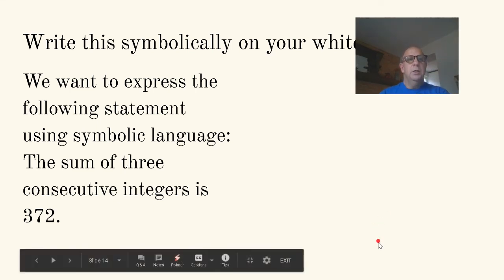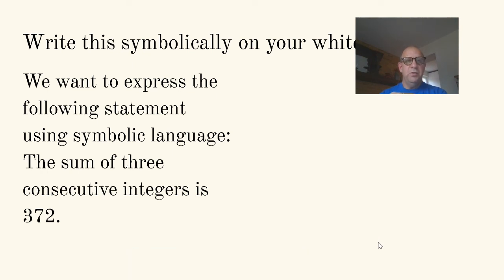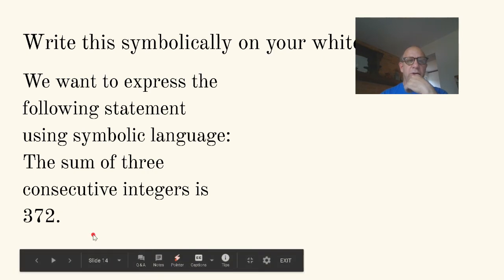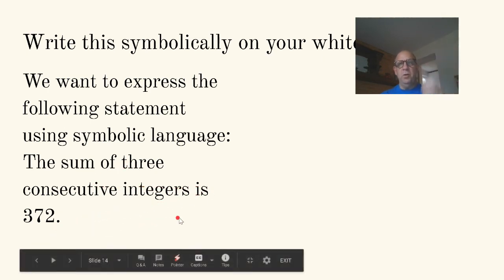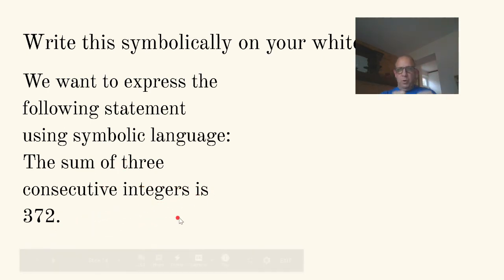Welcome back. We want to express the following statement using symbolic language. The sum of 3 consecutive integers is 372. So x plus y plus z equals 372, and they're all right in a row. Well, how do I make sure y is the next one after x? I add 1. How do I know that z is the next one? Well, I added 1, and then I add 1 again.